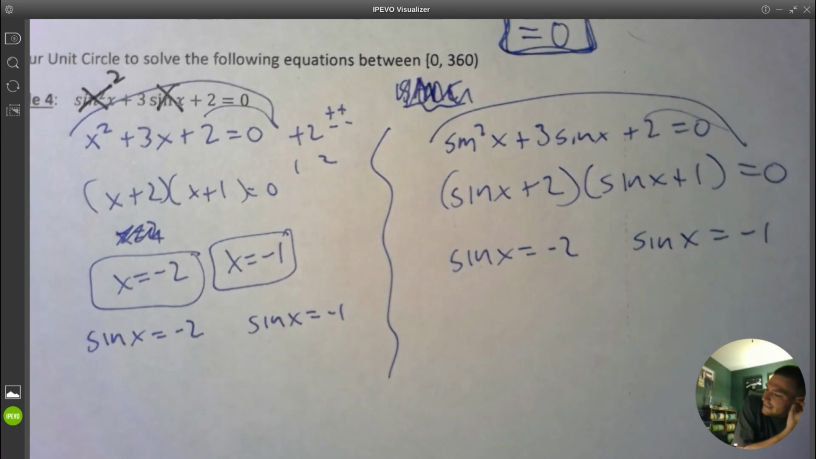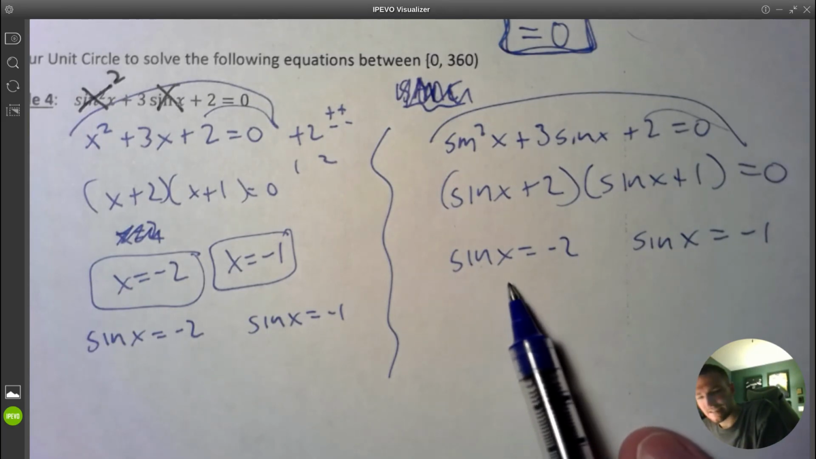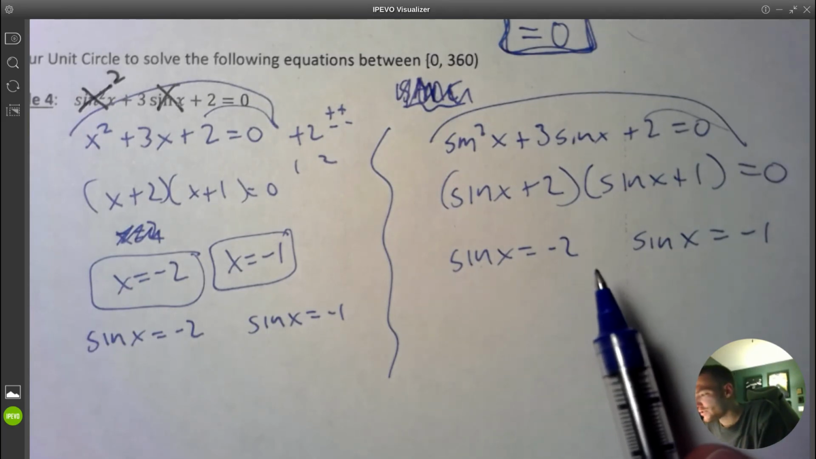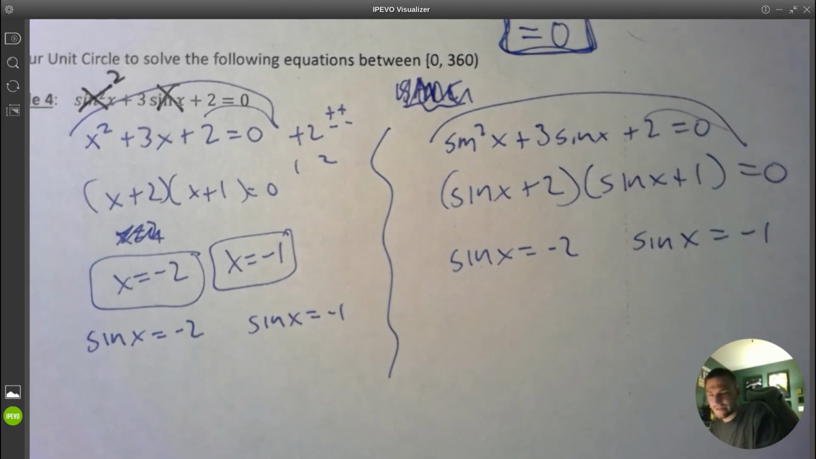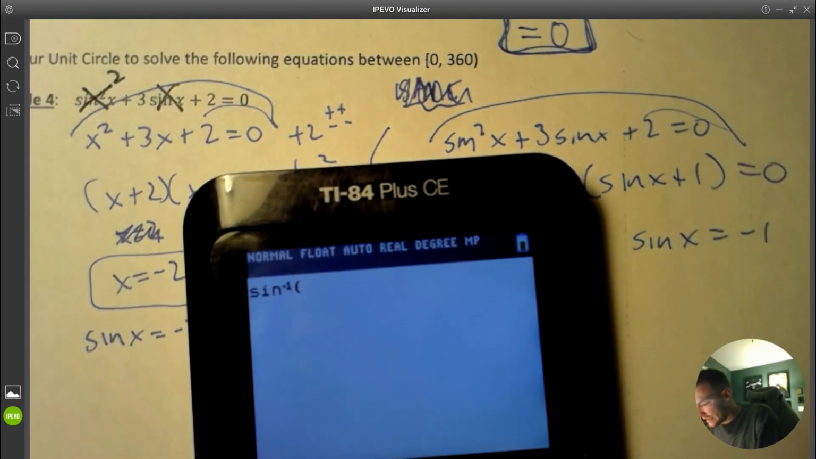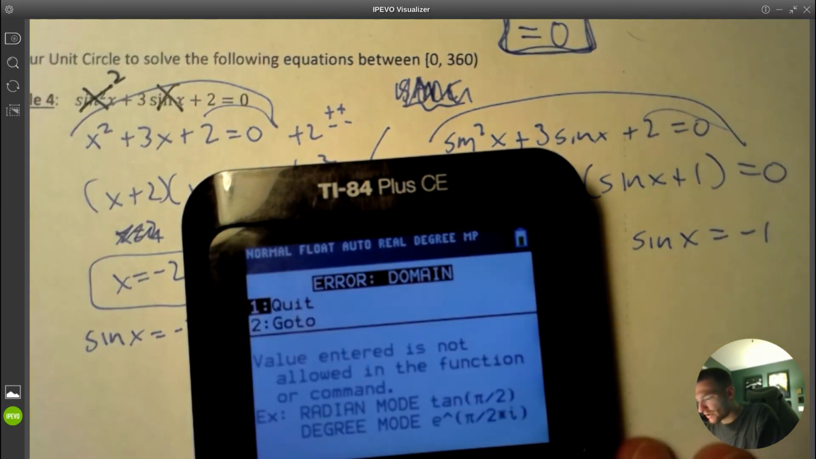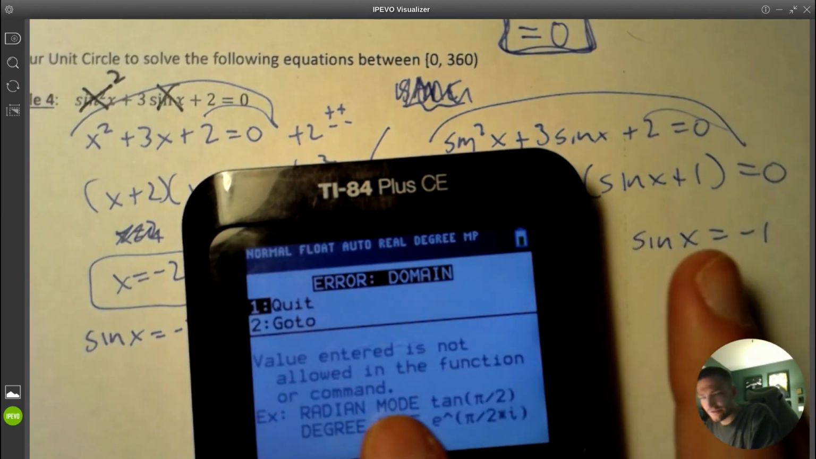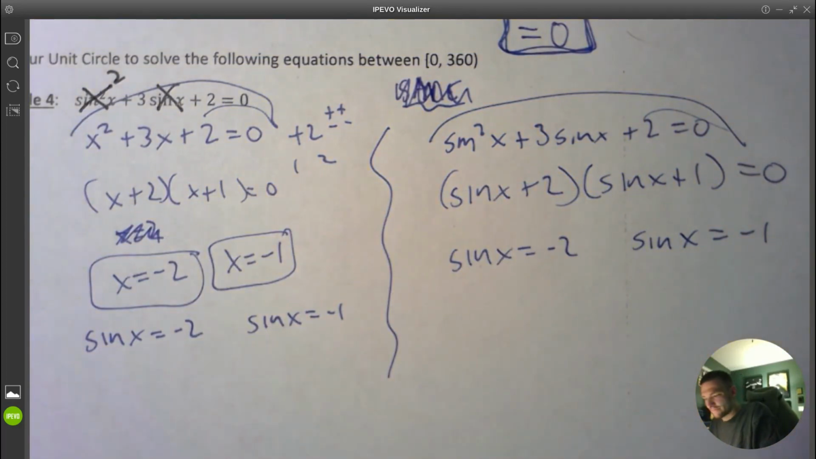Now, when we get this far, this is something that totally might happen. We talked before about how we expect to find 4 answers when we're doing these sine squared. Here's my issue. When is sine equal to -2? If I ask my calculator, second sine -2, error, domain. The value entered, it's not working.